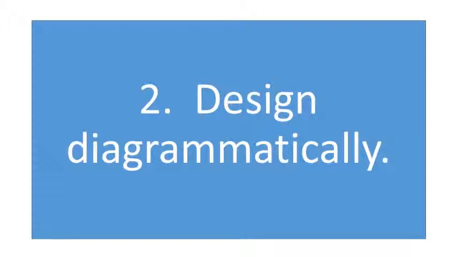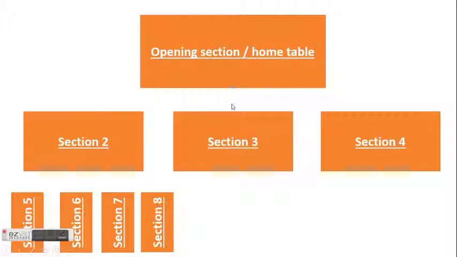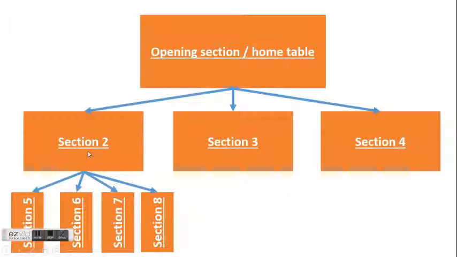Secondly, we need to design the forms and its underlying spreadsheets diagrammatically. When you design it diagrammatically, it is much easier to see the relationships between the sections which you then use as tables. As you can see, the sections can be subsections of each other. In other words, it can also be subtables of each other.